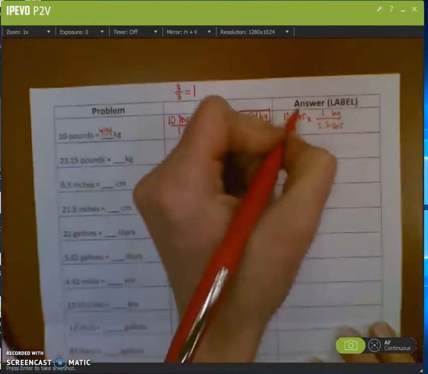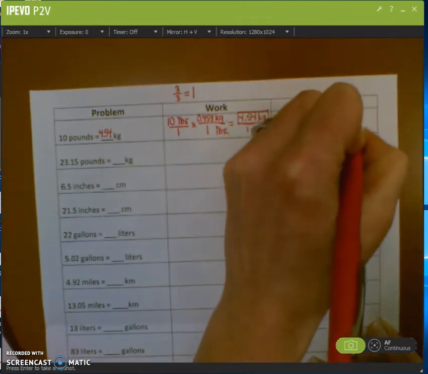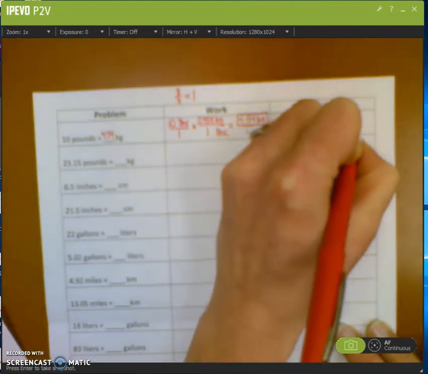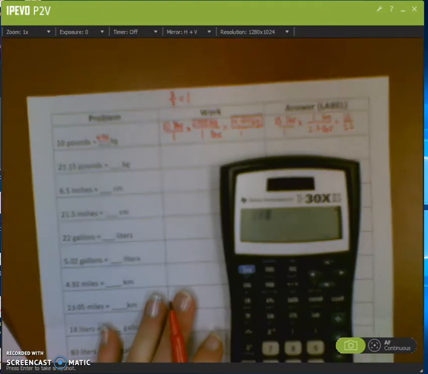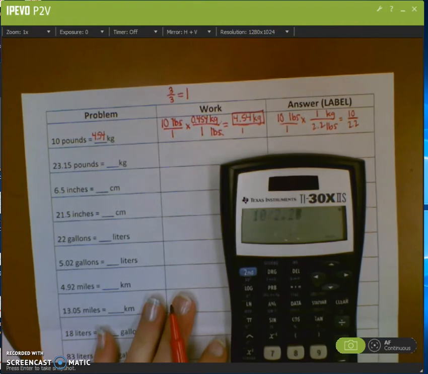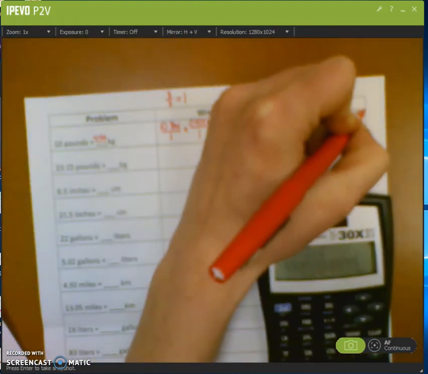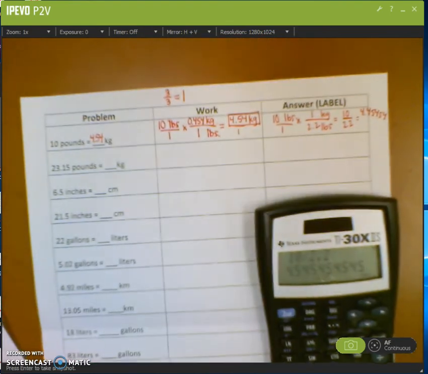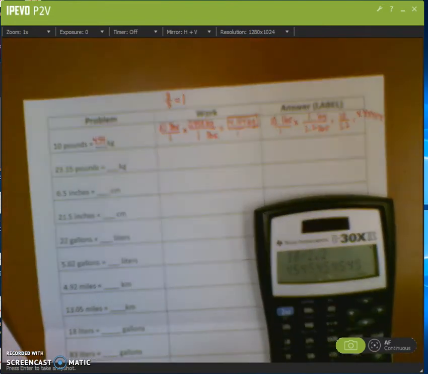But now this is like 10 over 1. So 10 times 1 is equal to 10, and 1 times 2.2 is equal to 2.2. Now my fraction bar tells me to divide to get my final answer. So I have to do 10 divided by 2.2, which ends up being 4.454545. In all of our work from now until the test, we're going to be rounding to the nearest 10,000th, with 4 places out.